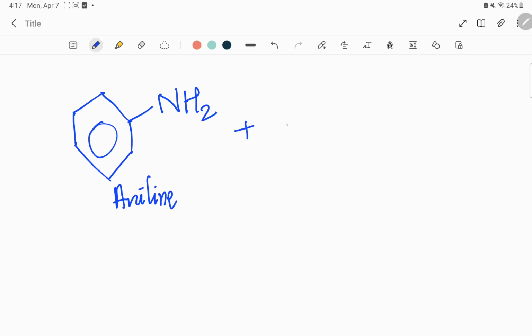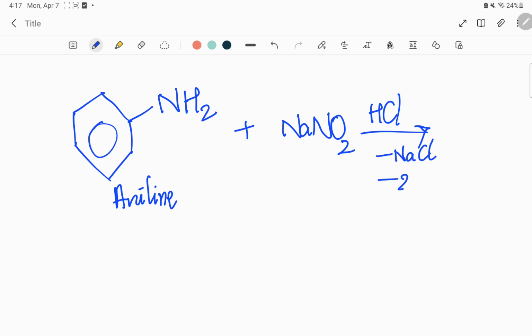Now, if I am adding sodium nitrite, NaNO2, in presence of HCl, then you will be able to see NaCl being removed and two water molecules will be removed, and your final product will be benzene with N2Cl. Benzene with N2Cl will be the product.